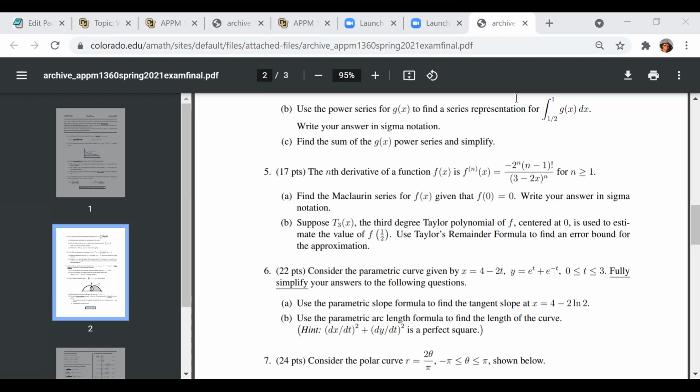So our nth derivative, find a Maclaurin series, fairly straightforward. Suppose that T3, the third degree Taylor polynomial centered at 0, is used to estimate f of 1/2. Use the Taylor formula, the error bound, to find the error.